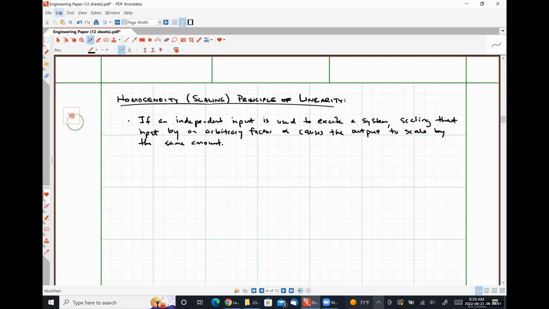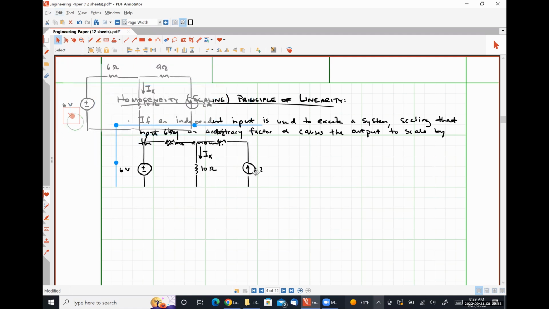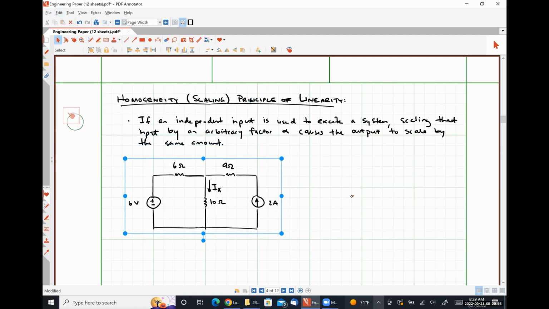So let's investigate this by scaling both of our inputs by a factor of 2. If our 6-volt source was instead a 12-volt source, and our 2-amp source was instead a 4-amp source, what we are expecting to happen here is that IX will be twice as large because we scaled our inputs to make them twice as large.